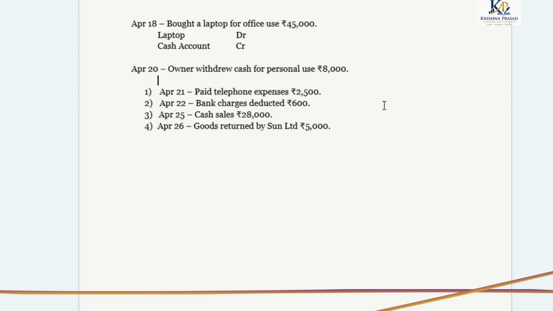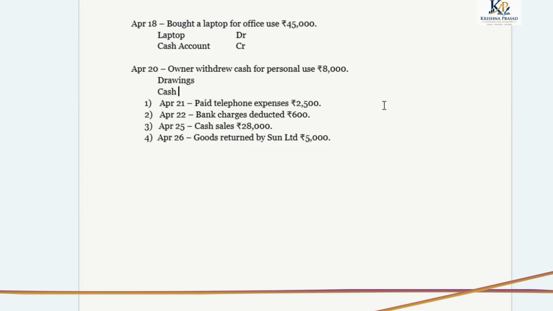Owner withdraw cash for personal use. Whenever we have the personal use, always we need to mention drawings and cash account. Taking the cash, right? Cash account. So drawings is an expenditure. That means it will come under nominal account. What is a nominal account principle? Debit all expenses and losses, credit all incomes and gains. So we need to debit drawings.